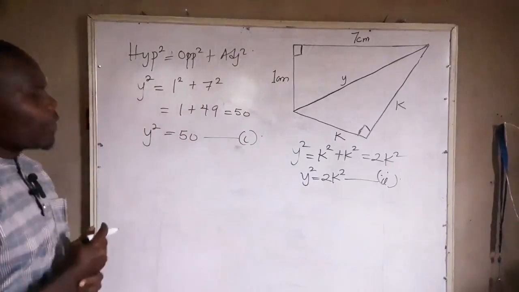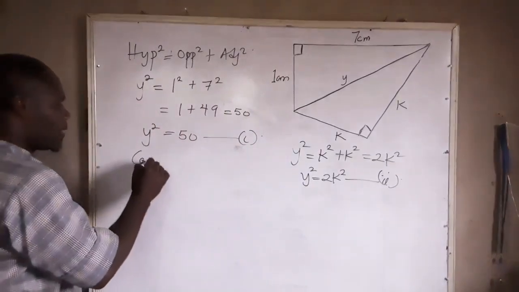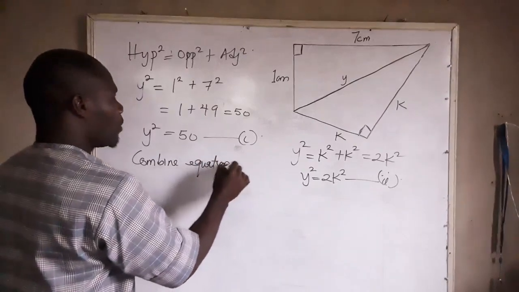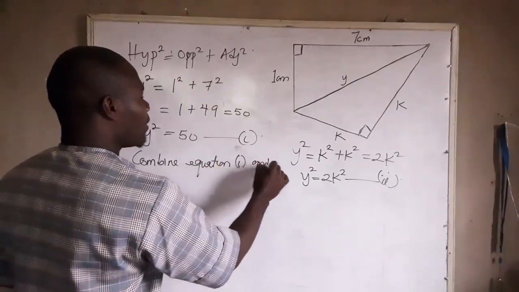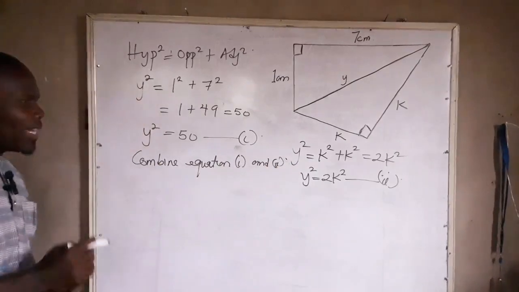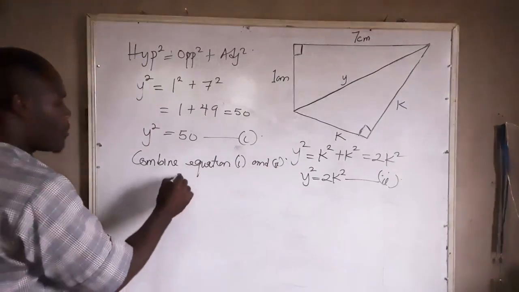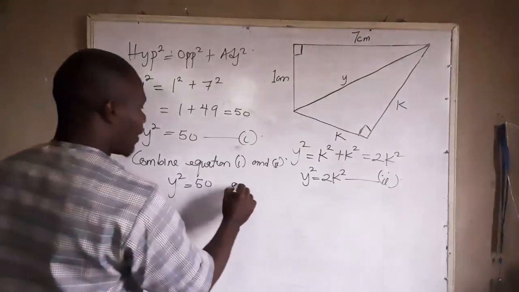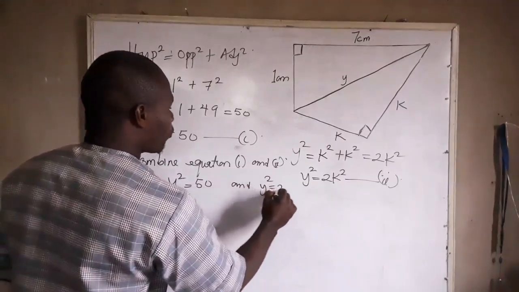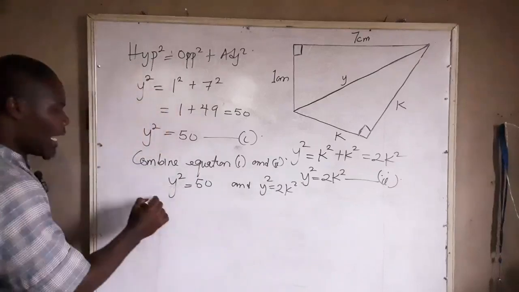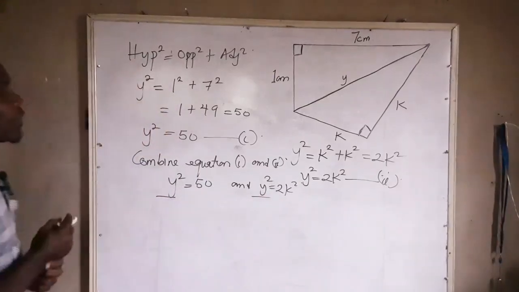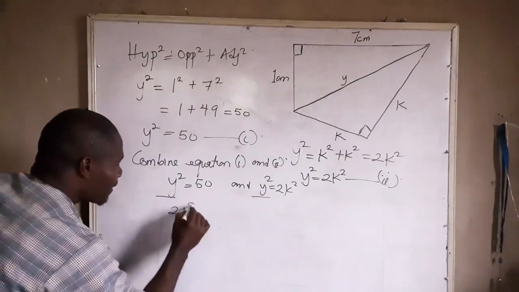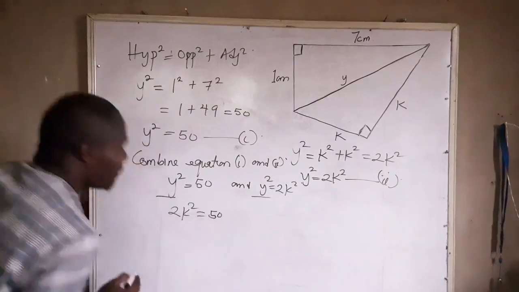So let's combine both equations together, equation 1 and 2. By combining equation 1 and 2, we have y squared is equal to 50 and y squared is equal to 2k squared. You know that y squared is equal to y squared, so we can say that 2k squared is equal to 50.